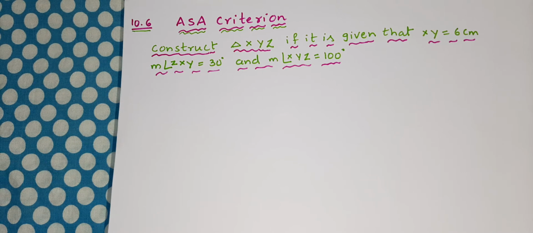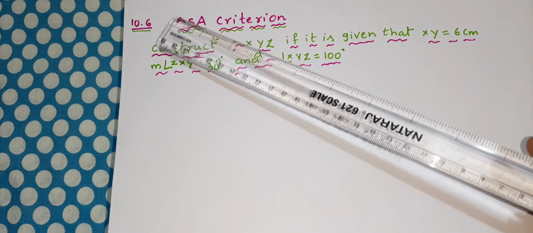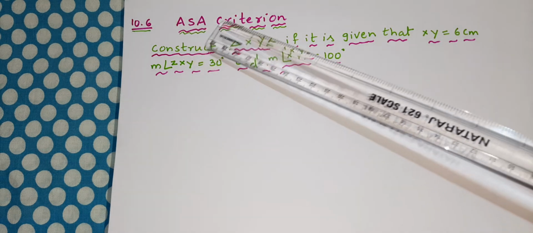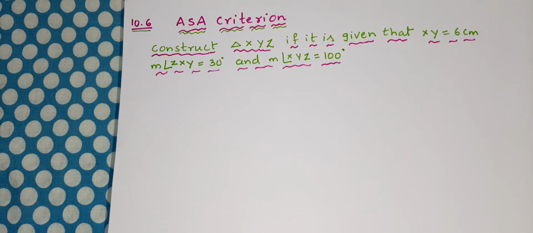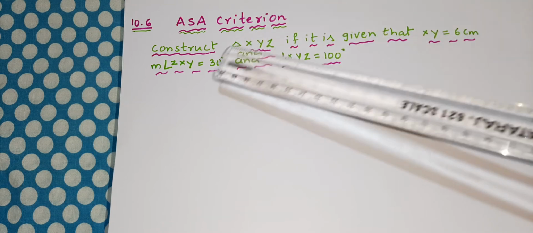So what is the ASA criterion? ASA criterion is nothing but angle side angle criterion. That is, they will give two angles of a triangle and the included side of both the angles. So by using the ASA criterion, we are going to construct a triangle. That is two angles and one included side of a triangle. Right, children? So now let us discuss one example.